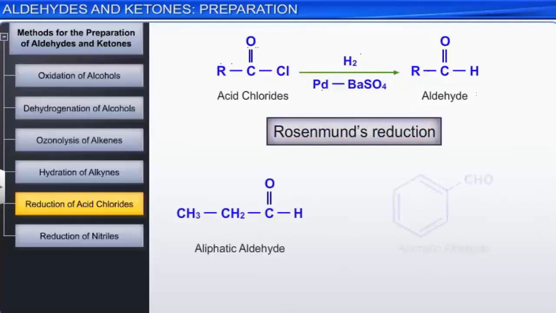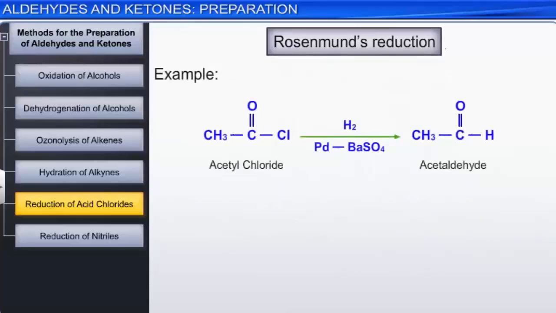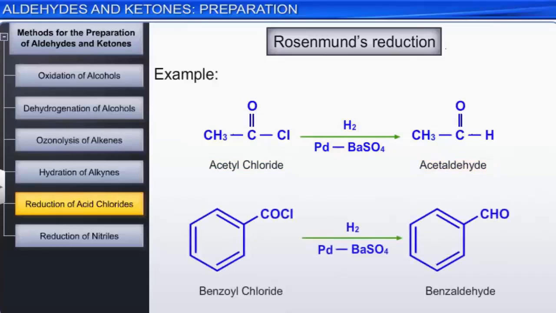Aliphatic and aromatic aldehydes can be prepared by this method. Note that ketones cannot be prepared by this method. For example, adding hydrogen to acetyl chloride in the presence of palladium on barium sulfate in quinoline yields acetaldehyde. Similarly, Rosenmund's reduction of benzoyl chloride gives benzaldehyde.